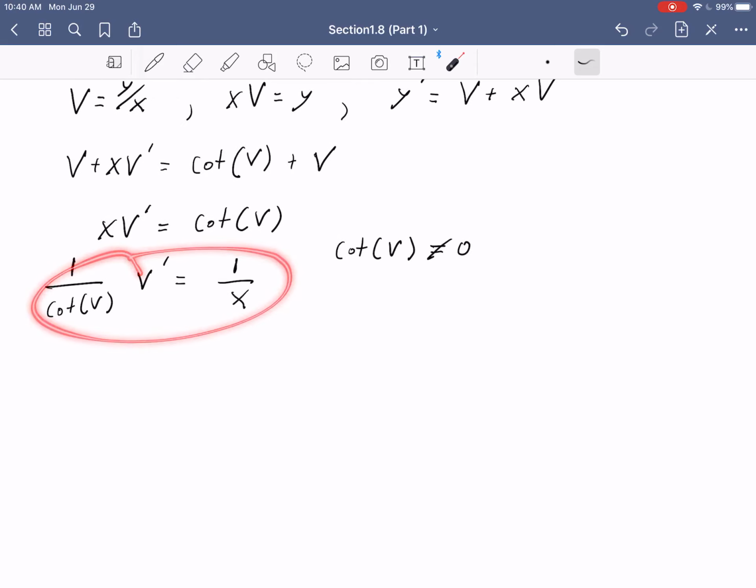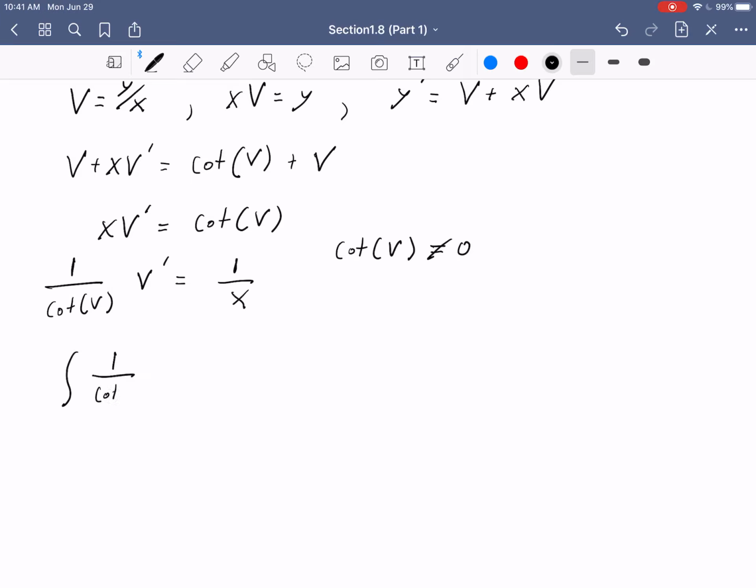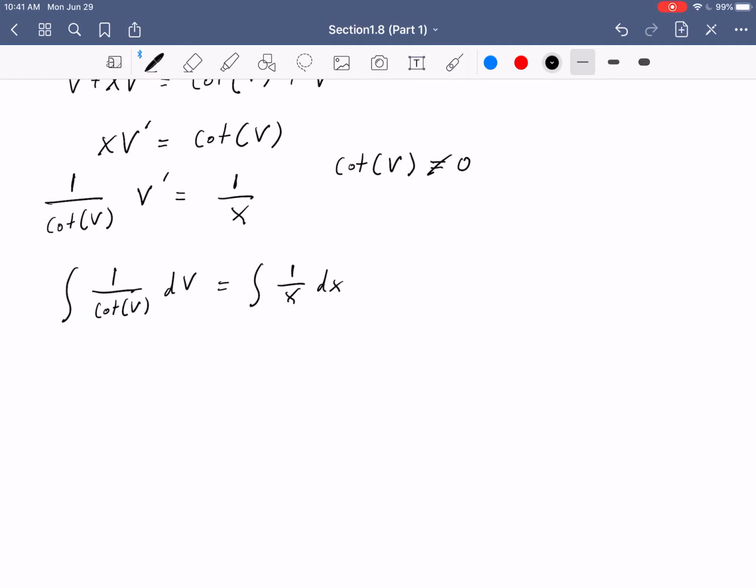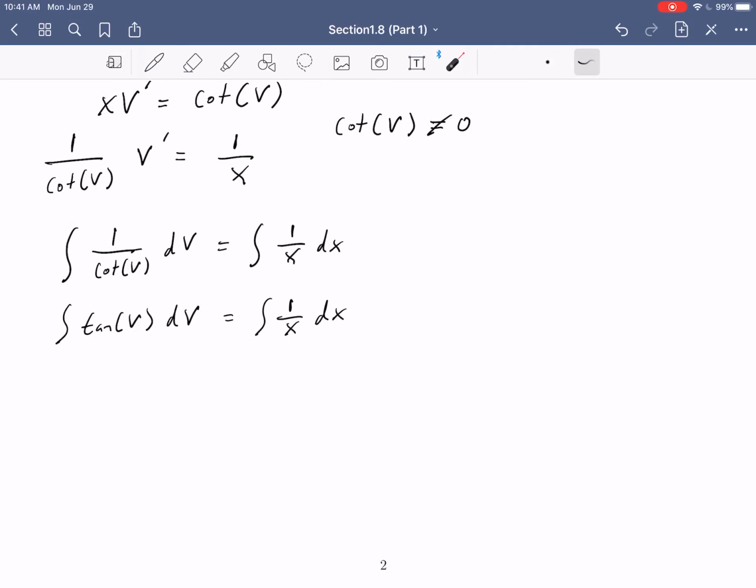For now, though, this is separated, so we can go ahead and integrate with respect to the respective variables. So the integral of 1 over cotangent of v dv equals the integral of 1 over x dx. Of course, here the trick is going to be recognizing that 1 over cotangent is the same as tangent. So there's tangent v dv is the integral 1 over x dx. So then over here, we can integrate this.